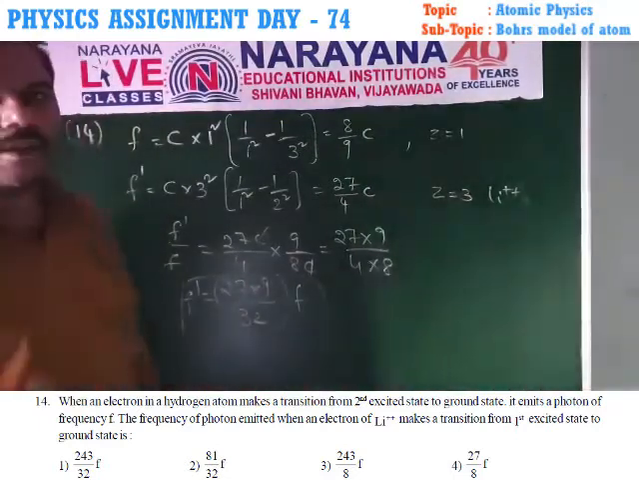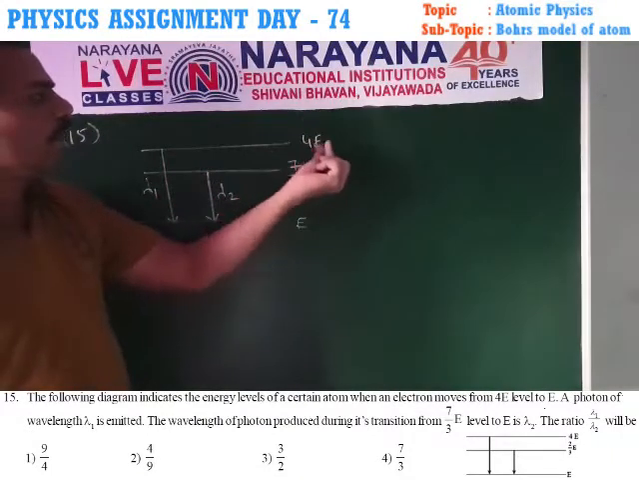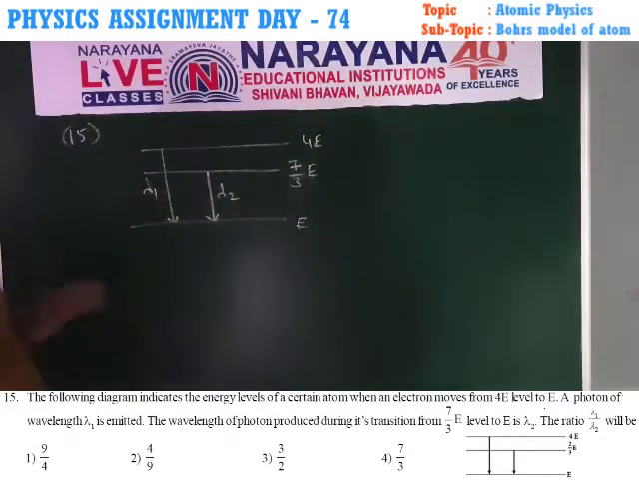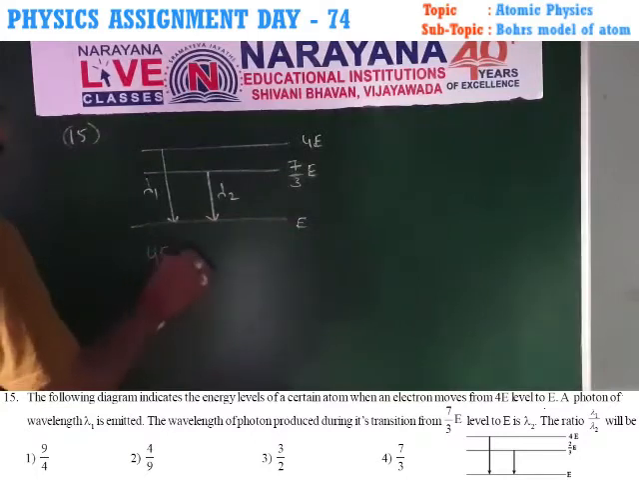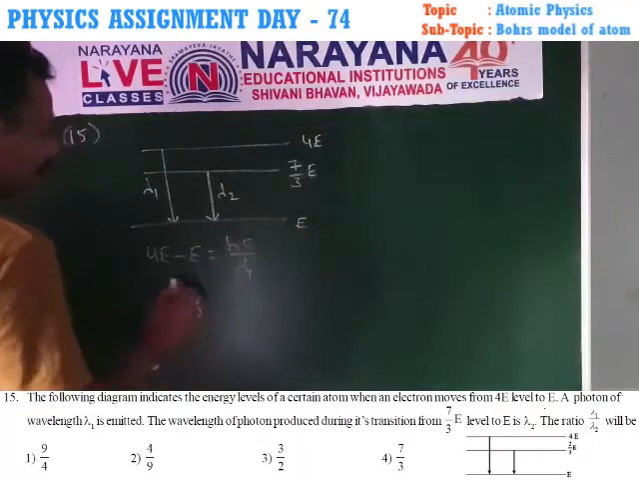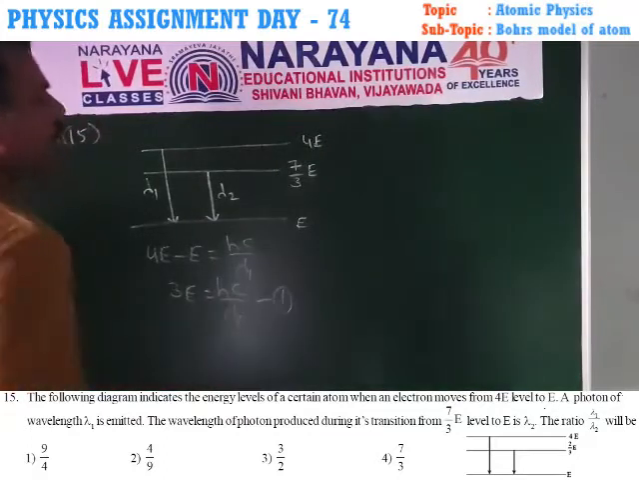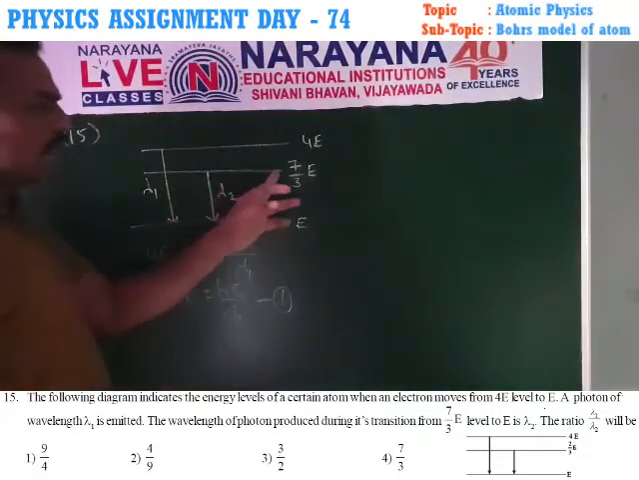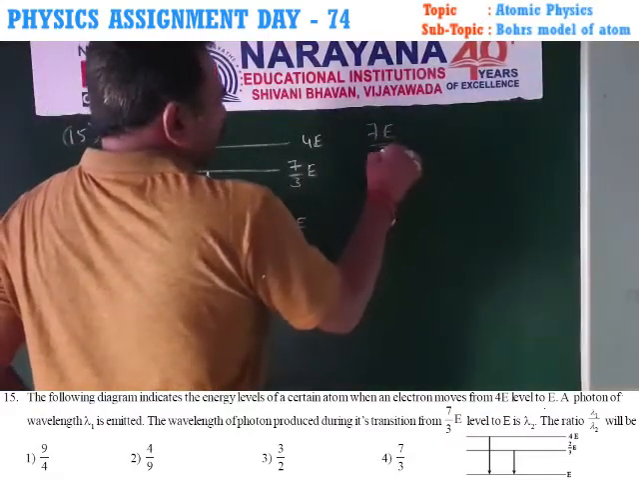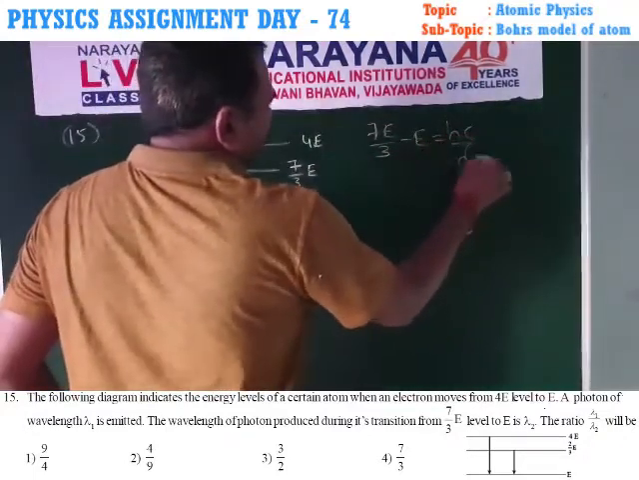This is the 15th sum. Electron transition takes place from 4E energy state to E energy state. So emitted photon wavelength is lambda 1. Therefore, difference of energy 4E minus E is equal to hc by lambda 1. This we get 3E is equal to hc by lambda 1. This is equation 1. Now the same electron takes a transition from 7E by 3 to E, 7E by 3 minus E is equal to hc by lambda 2.